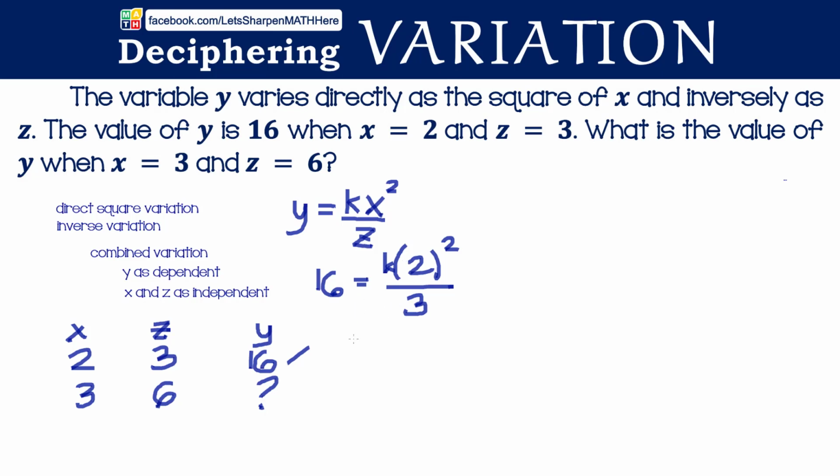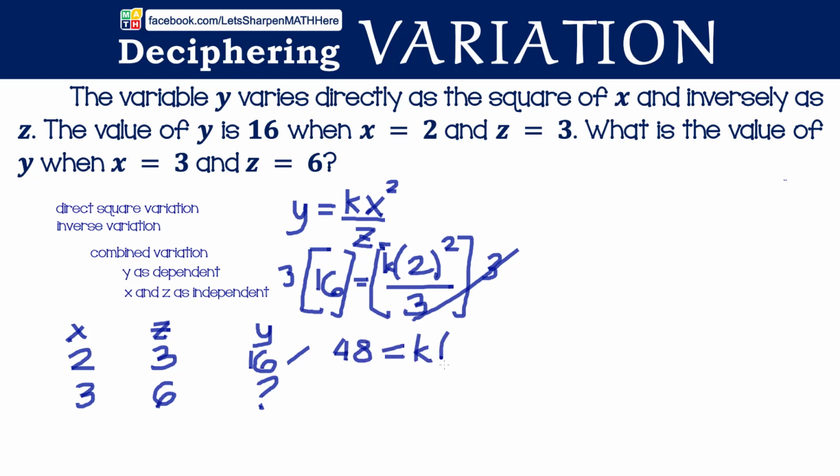Then, if you would like to, we could multiply both sides by 3, and at the same time give the exact value for 2 squared. Don't be confused with that here. So 3 times 16 is equal to 48. That would mean this is equal to k times 2 squared, which is 4, right? So 2 squared is 4, and divide both sides by 4. In short, you will get a value of k, which is equal to 12.